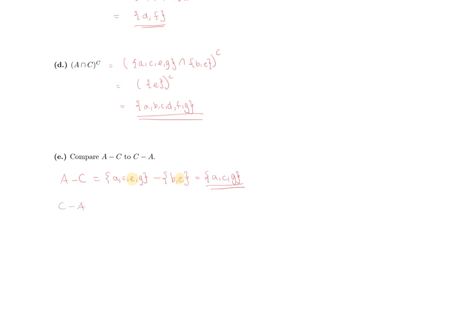But let's see when we do C and we remove from it set A. Then we have B and E, and we want to remove A, C, E, and G. This time the only thing they have in common is still the E, but C only started with B and E, so the only element it has left is just B. So it's clear that the difference A minus C is not the same as C minus A.